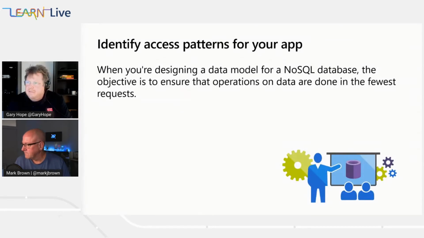So let's talk about these access patterns. I mentioned earlier when we introduced ourselves that we're going to be talking about the access patterns and why that's important. The objective when modeling your data is to ensure that the operations you do are executed in the fewest number of requests and at the lowest cost in terms of request units. In Cosmos DB, we measure the cost of an operation in terms of request units.